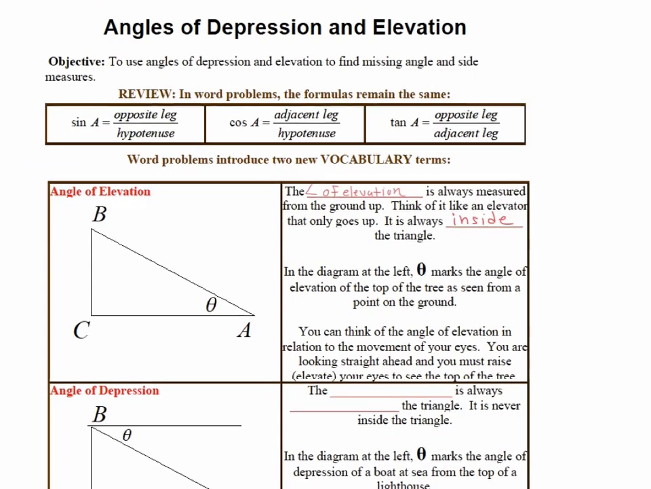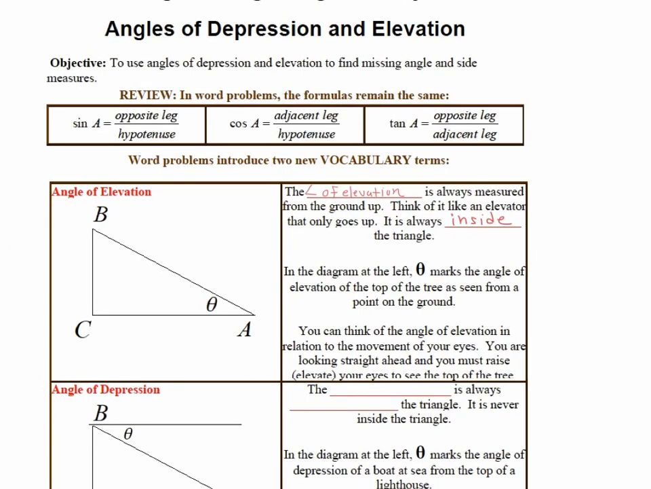So, in the diagram here at the left, see this theta right here? That marks our angle of elevation. And then we're going to bedazzle this diagram a little bit. So, in the diagram at the left, theta marks our angle of elevation of the top of a tree. You're like, Lucas, where's this tree that you're seeing here? Let me show you. I'm going to draw a tree.